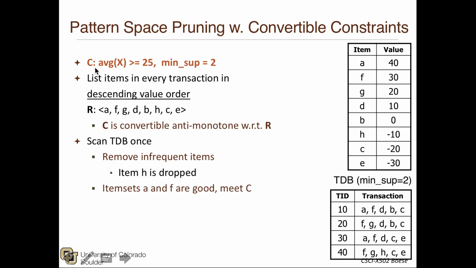Our constraint C, this is our constraint up here, is convertible anti-monotonic with respect to R, as long as it's in descending value order. So now what we can do is we scan the transaction database once. We can remove any infrequent items. So if we have a minimum support of 2, if you look through here, H is the one that's only in here once. So we can drop item H, not have to work with that. And then the item sets, A and F are good, and we can meet this C constraint. So this is kind of the process that we would go through. So if our subset violates C, then so does any superset based on the anti-monotonic.